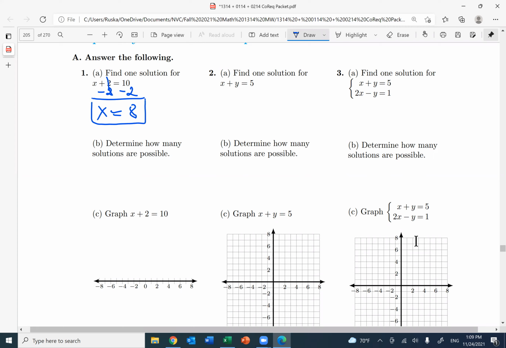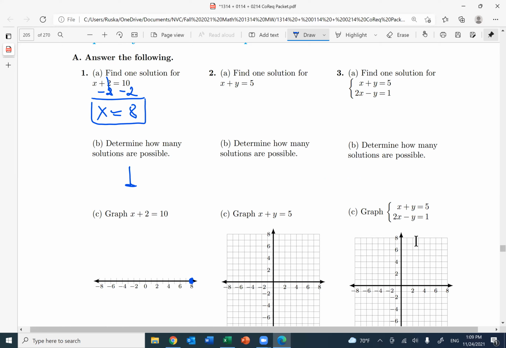So what is the solution? One number. How many solutions are possible? One solution, because it's a linear equation, right? How do you graph this equation? x equals 8 is just a point on the graph, the point at 8.